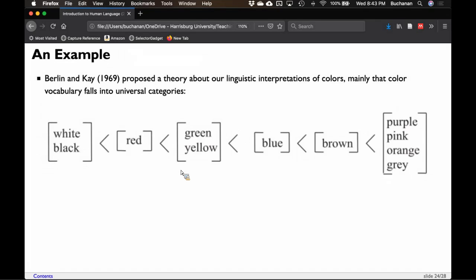So let me give you a simple example. Berlin and Kay proposed this idea about linguistic interpretation of color. The series focused on this idea that there's a hierarchy to learning colors and the way that they permeate through language. And so you should see differences in different types of registers or different types of text and their usage of these words based on how advanced they are.